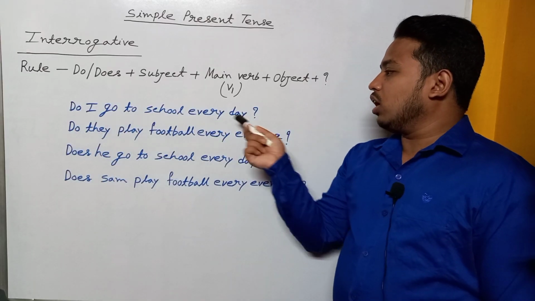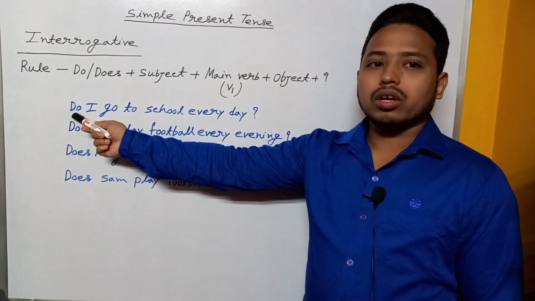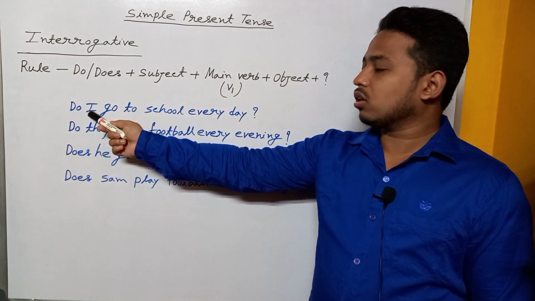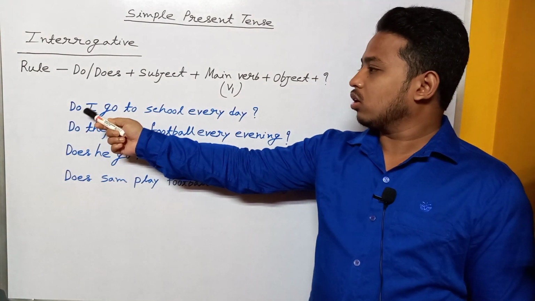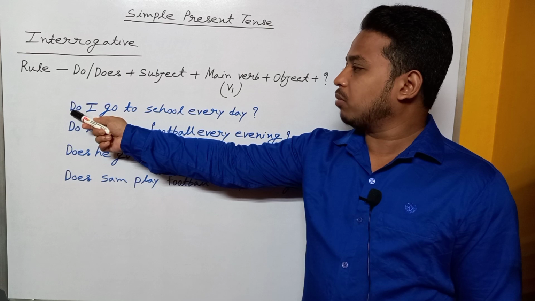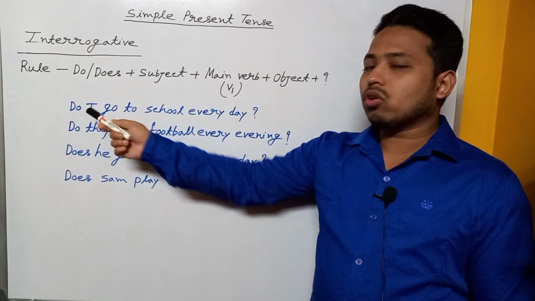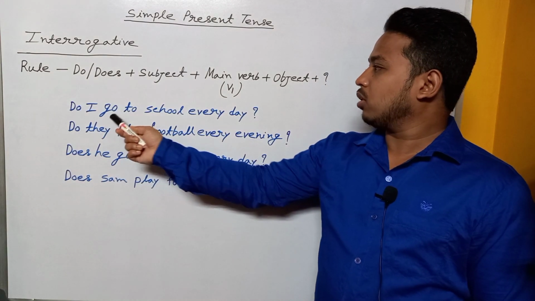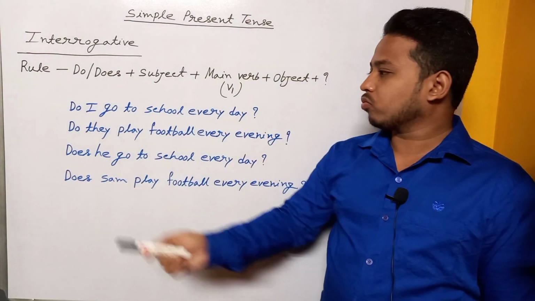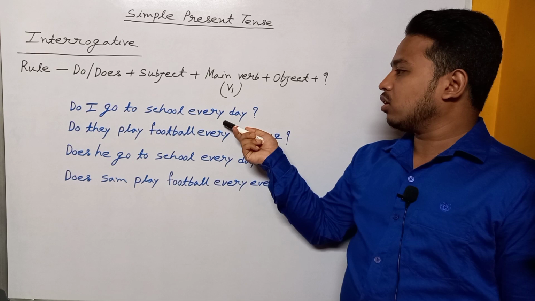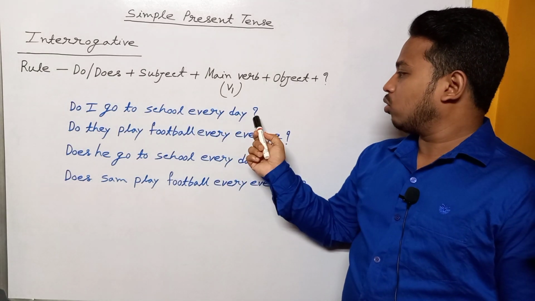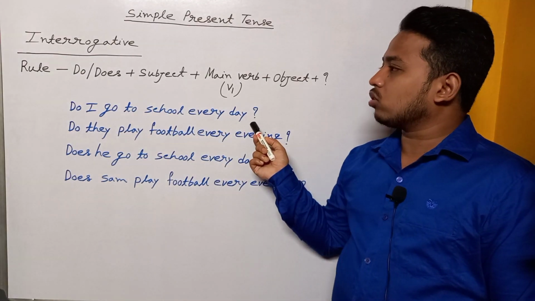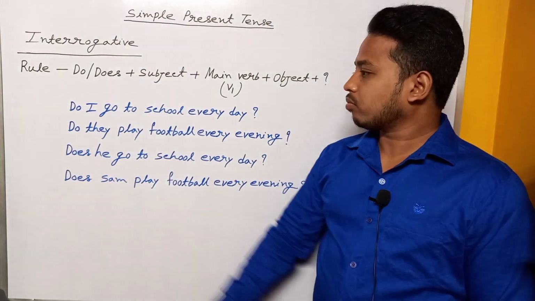Do I go to school every day? Do, helping verb. I, subject, first person singular. That's why I write do, helping verb, before I, because it is an interrogative sentence. Go, main verb, means verb first form. To school every day, object. Question mark. Last of all I write a question mark for interrogative.